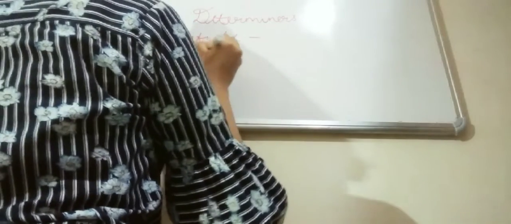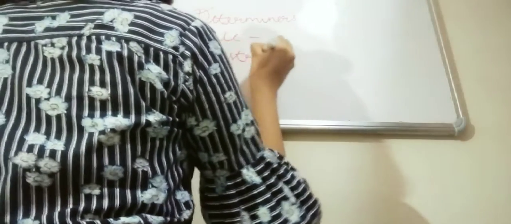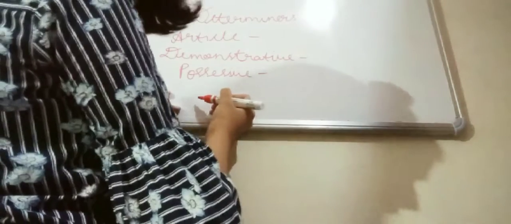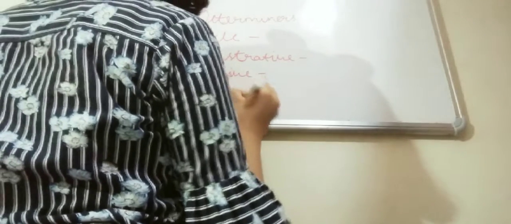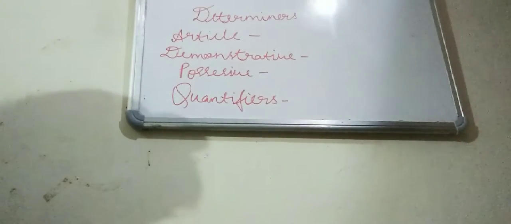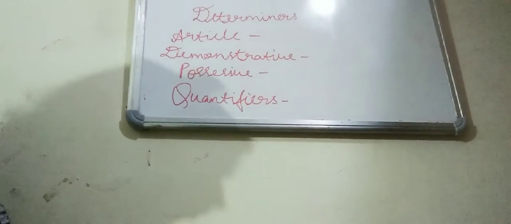Article, demonstrative, possessive, and which is the last one? The last one is quantifiers. So first of all we will move to the articles. There are 3 types of articles: a, an, and the.